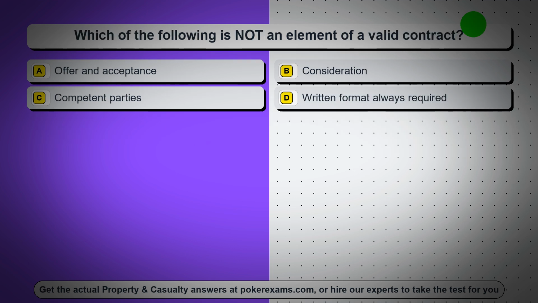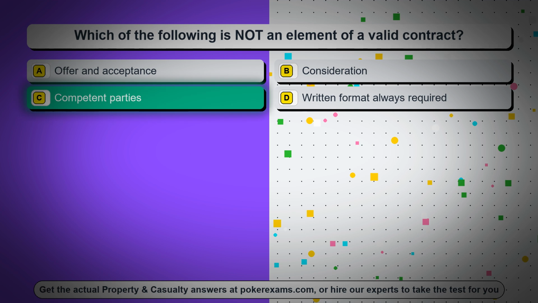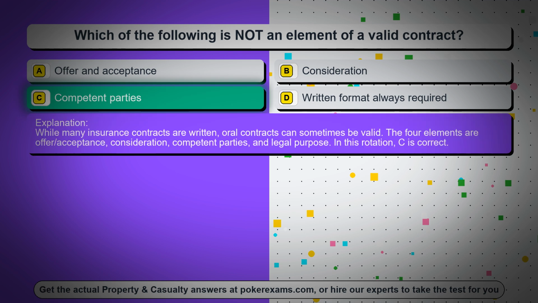Question 75. Which of the following is not an element of a valid contract? Option A, offer and acceptance. Option B, consideration. Option C, competent parties. Option D, written format always required. The correct answer is option C, competent parties. While many insurance contracts are written, oral contracts can sometimes be valid.